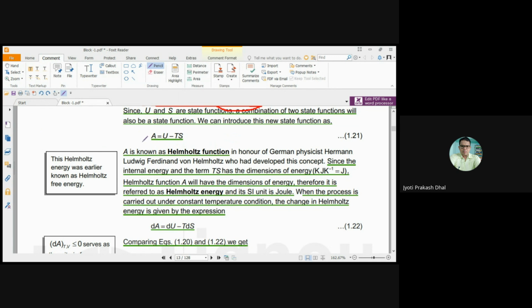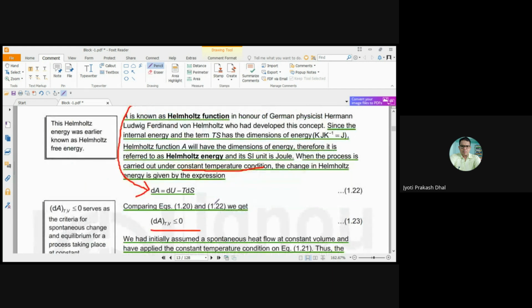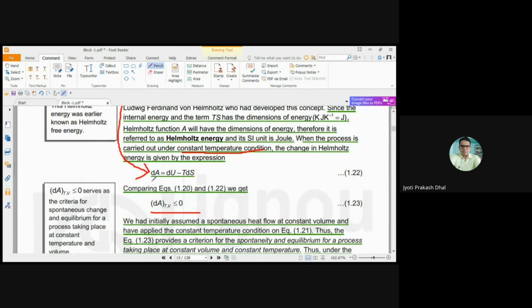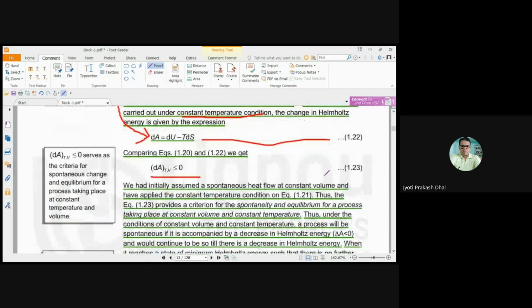So we have defined the new function, that is called Helmholtz function or Helmholtz energy, A equals U minus TS. And if we take the differential of the Helmholtz function, we can write dA equals dU minus TdS. Here we take the differential at constant temperature condition. So if we take the differential of equation 1.21, that will become dA equals dU minus TdS, that is called equation 1.22.